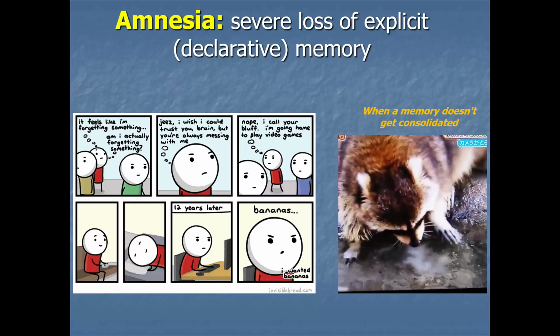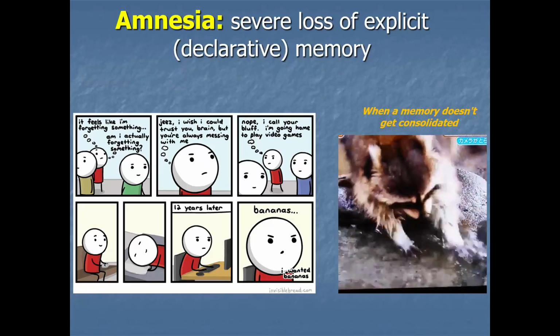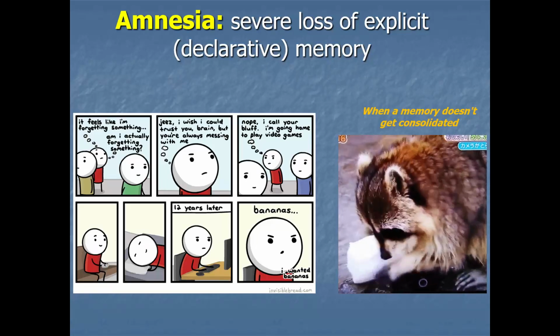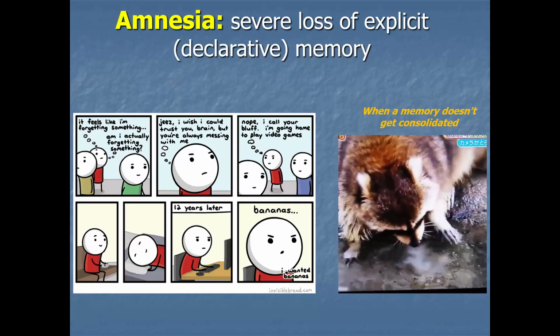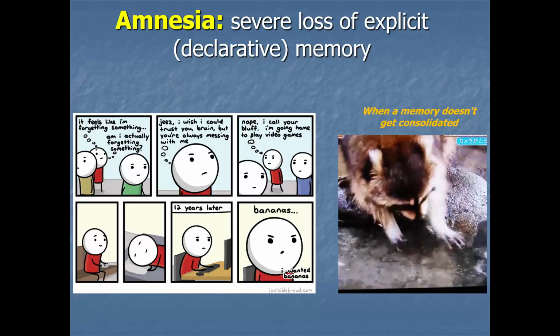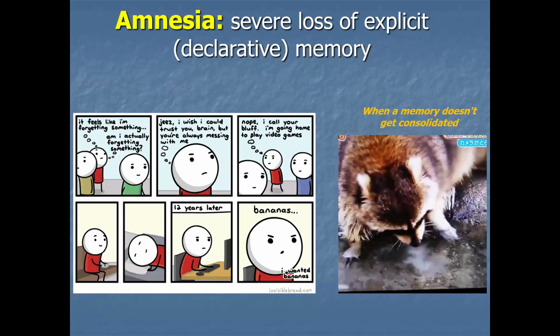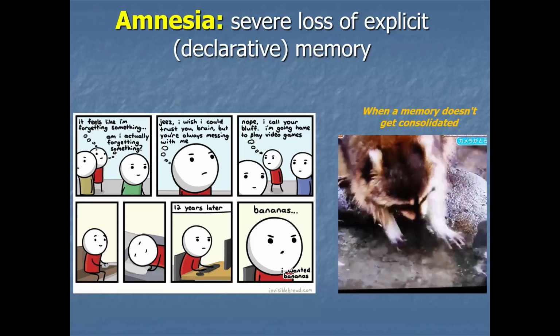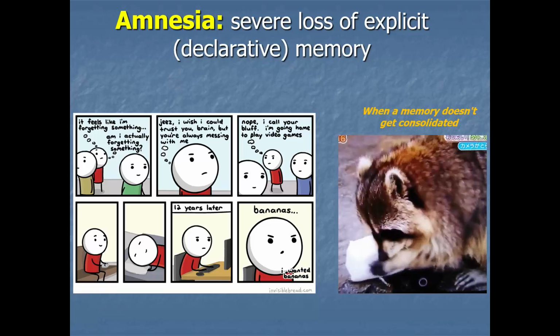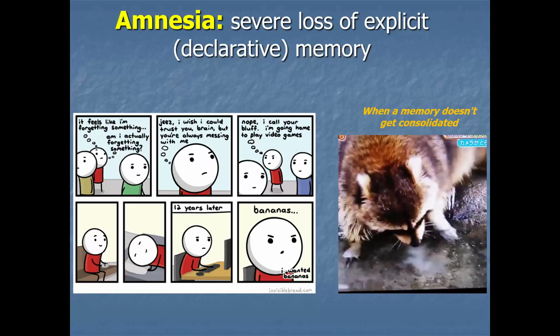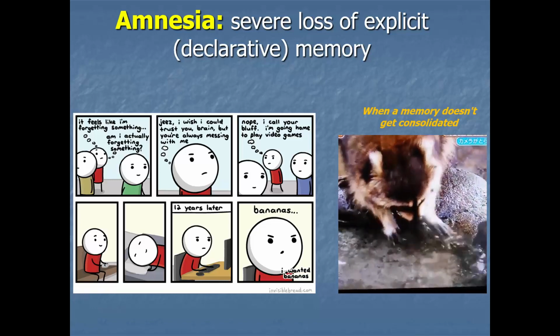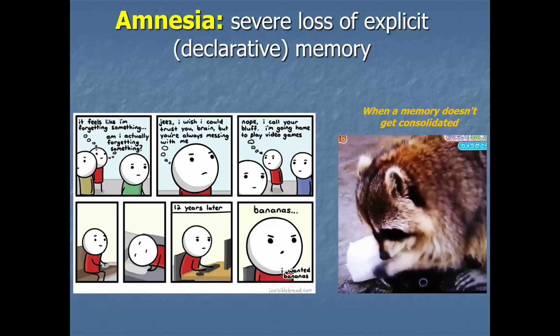So let's talk a little about amnesia. You're probably familiar with the idea from movies and pop culture, even if you've never experienced it in anyone close to you. Amnesia is a severe loss of memory, but specifically it's a loss of explicit memory, aka declarative memory, which you'll remember is like our semantic memory for facts and knowledge, plus our episodic memory for reliving specific events.